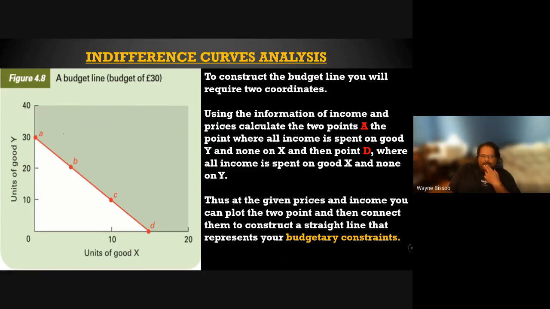And that allows us to plot point A and point B and connect them, and we get our budget line. Thus, at the given price and income, you can plot the 2 points, connect them, and construct the straight line that represents your budgetary constraints. So this is just a slide explaining how to go about doing the construction.